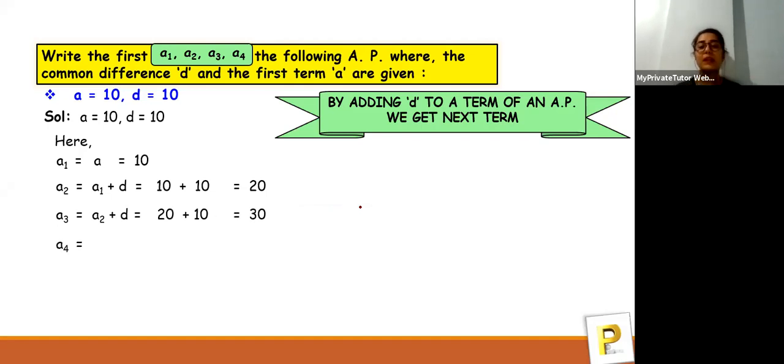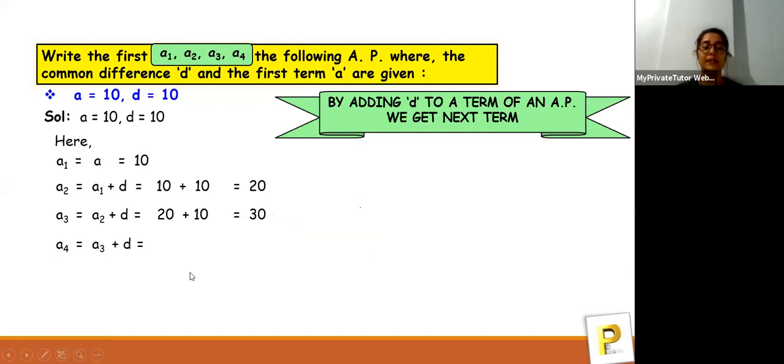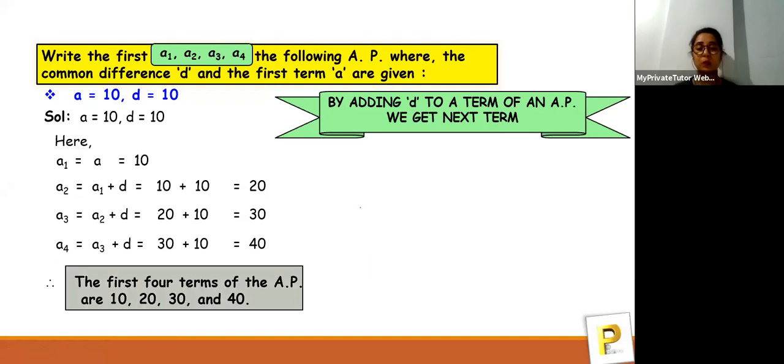What will be the A4? Come on guys, quickly tell me what will be A4. That is, what is the fourth term? 40, yeah, and that's correct. Okay, so 40 will be our next term. So you just have to add 10 to the previous number, so that is 30 plus 10, that is equal to 40. And here we have the answer that the first four terms of the AP are 10, 20, 30 and 40. Okay, so this is a very easy question.